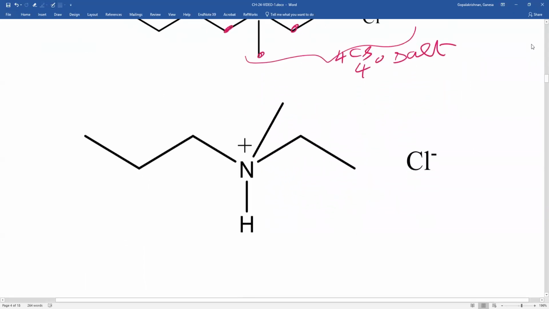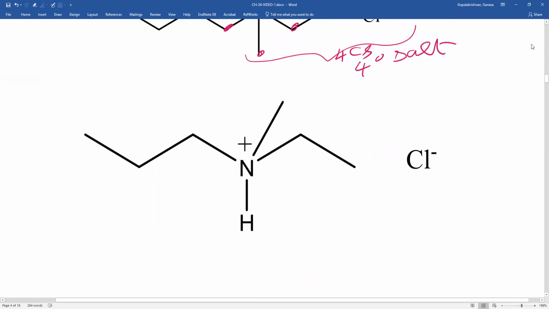Look at the second example. In this case, nitrogen is bonded to 3 carbons and a hydrogen. Still it is bonded to 4, so it is positive, and there will be a negative ion there. So this is a 4th degree salt.